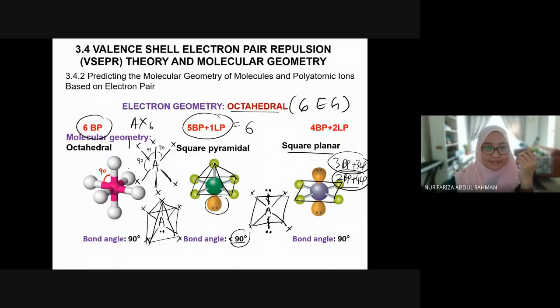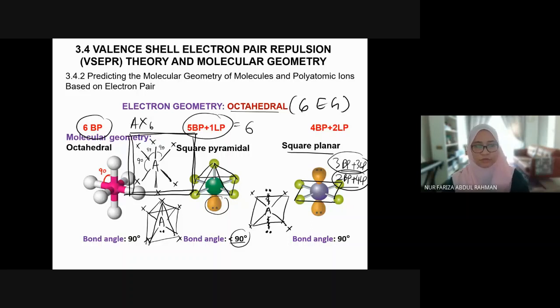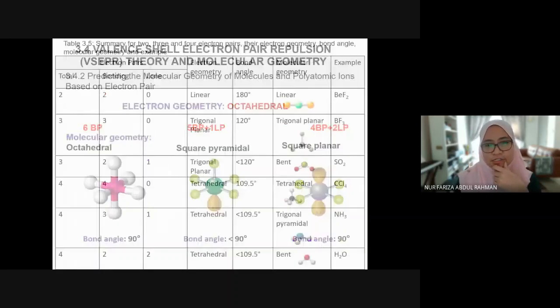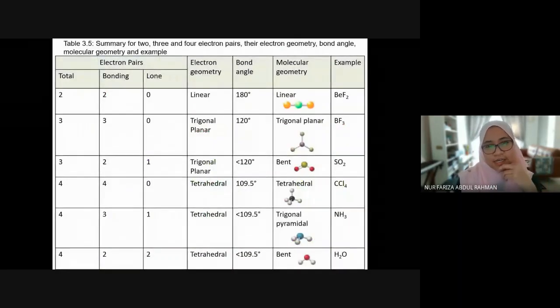Okay, so adjust from here, guys. Pakai this is your guidelines ataupun your reference so that you could have the other derivative of octahedral shape. Okay? Okay. Alright, question, guys. Any question? Okay, so this is a table that have everything in here.